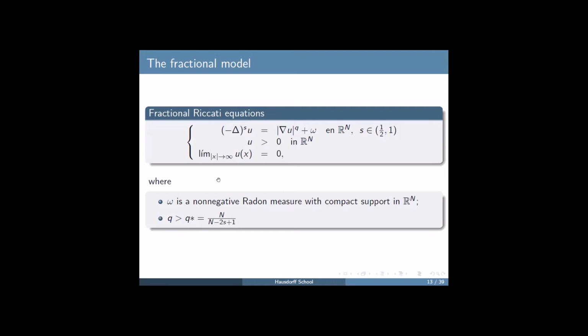So here we are going to assume that omega is a non-negative Radon measure with compact support in R^n, and the power q here will be greater than this critical exponent in some sense, which is n over n minus 2s plus 1. I will show you later why we need this restriction, but it is also connected to some relation between capacities, the Bessel capacity and the Riesz capacity.